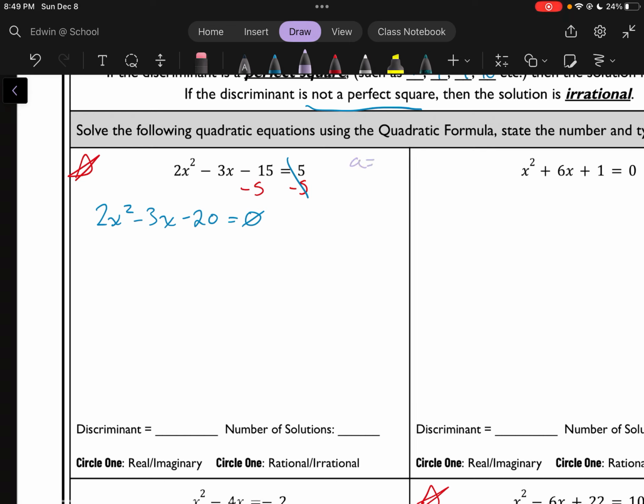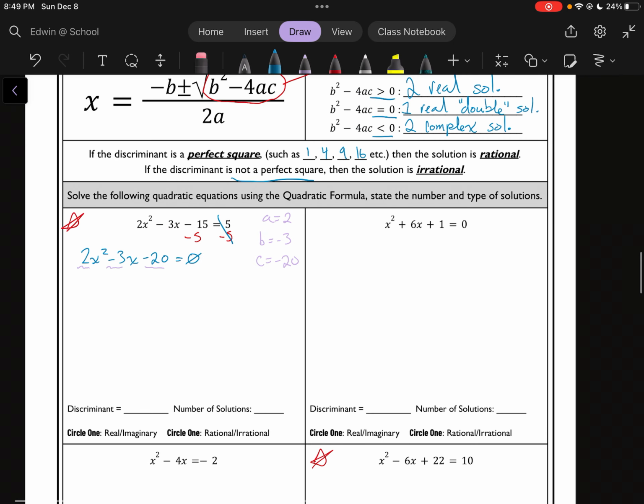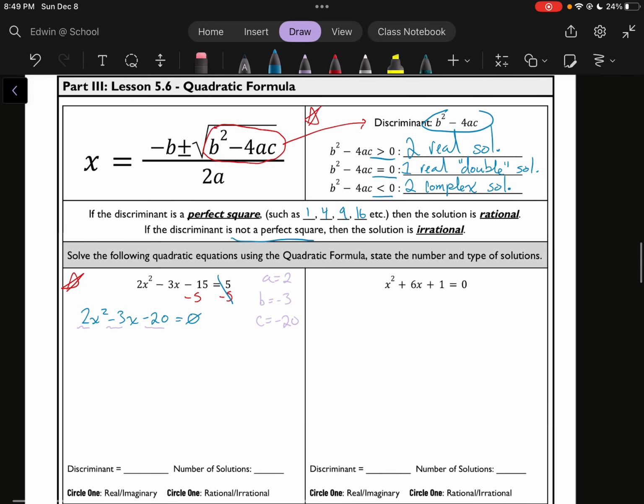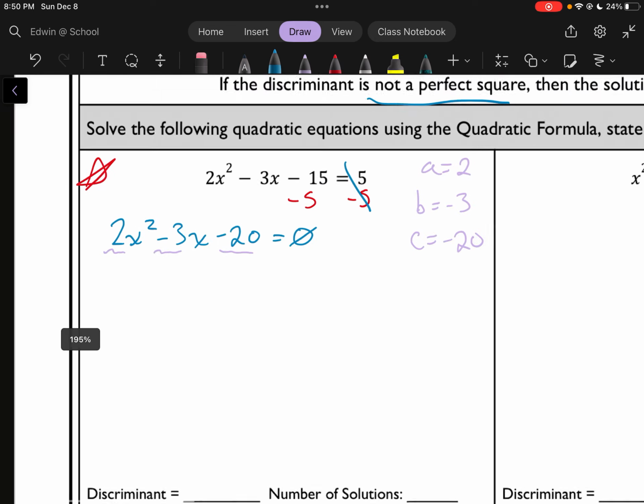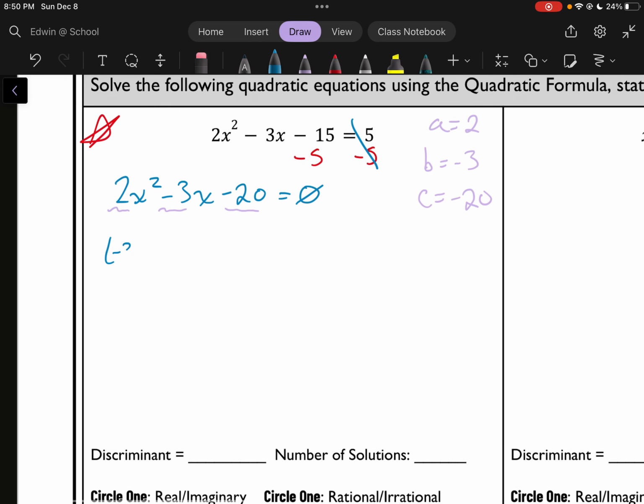Now here, let's just write down our a, our b, and our c. Our a is going to be 2, which is this number in the front. Our b is negative 3, which is the second number, and our c is negative 20, which is this third number. And this is assuming that all the terms are on the same side. And now when we're doing this, we need to find the discriminant. So let's recall this equation, b squared minus 4ac in the top right. So thinking about that, we got b squared, which is negative 3 squared, minus 4, then a is 2, times c, which is negative 20.